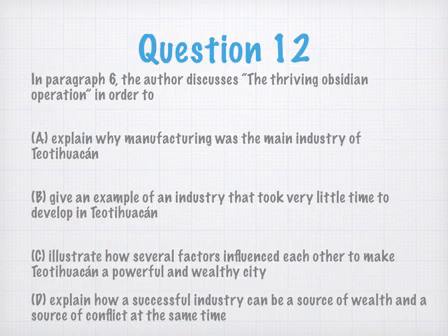In paragraph 6, the author discusses the thriving obsidian operation in order to: A, explain why manufacturing was the main industry of Teotihuacan; B, give an example of an industry that took very little time to develop in Teotihuacan; C, illustrate how several factors influenced each other to make Teotihuacan a powerful and wealthy city; or D, explain how a successful industry can be a source of wealth and a source of conflict at the same time.